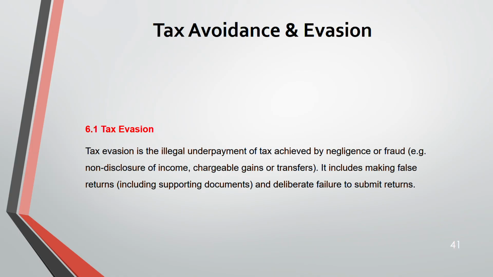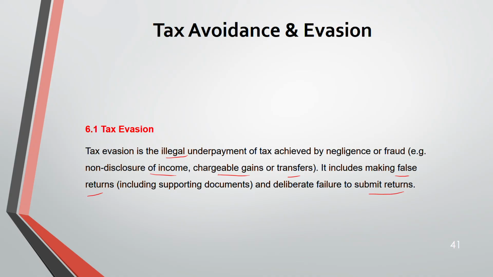Remember what tax evasion is. These definitions are very important because if you don't know the definition, you cannot answer the big questions. Tax evasion is illegal underpayment of tax, either through fraud or negligence. Example, how do you do this tax evasion? You are not disclosing your income, your chargeable gain, or your transfer. You are making a false return, and you are deliberately failing to submit a return.